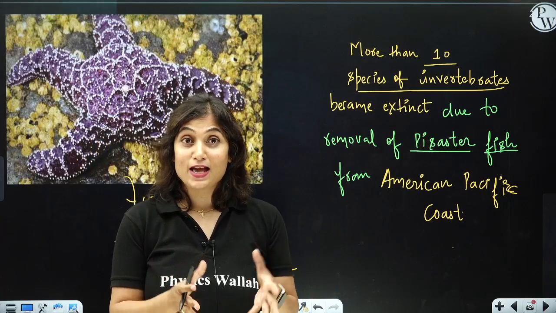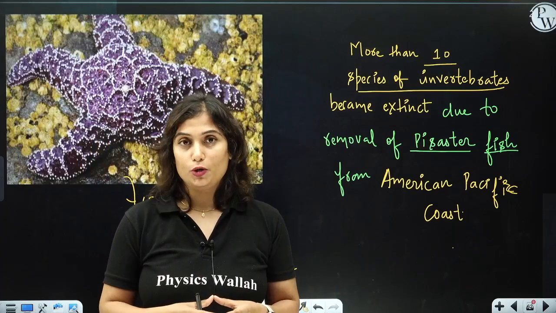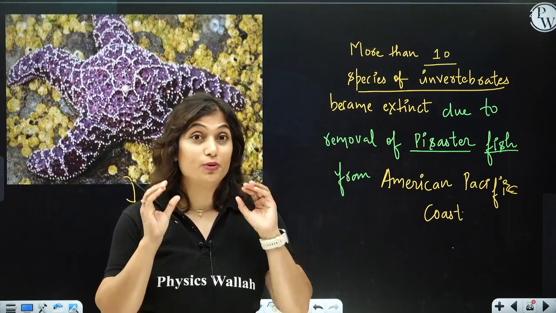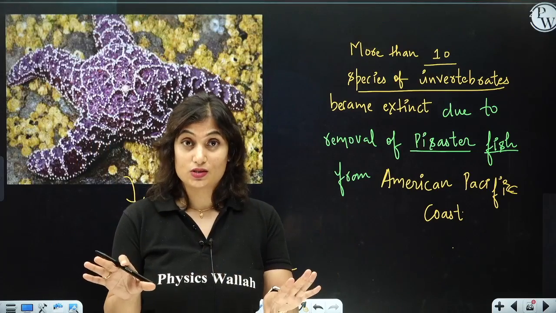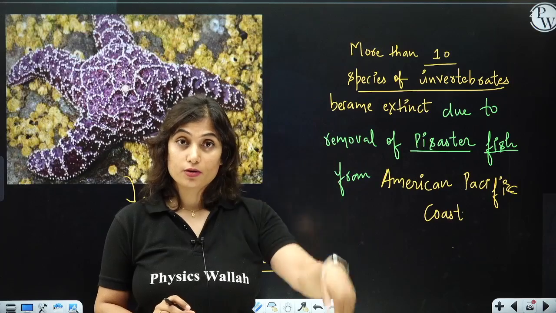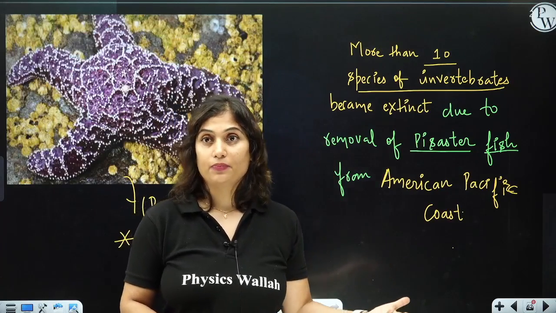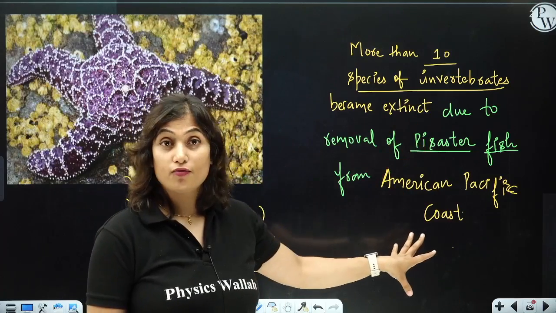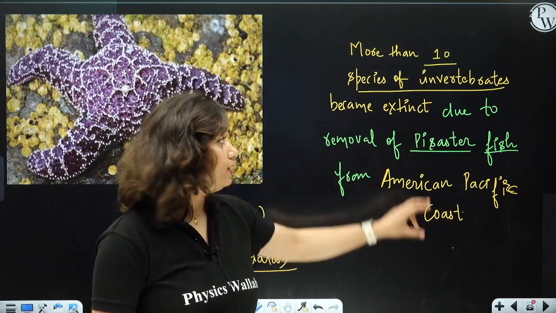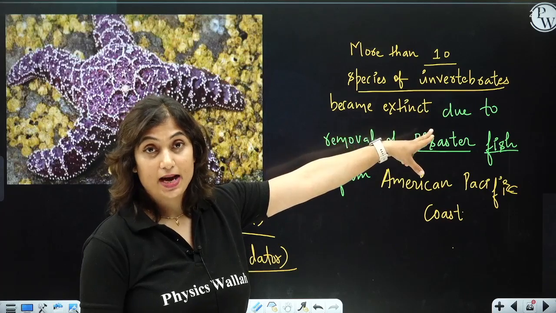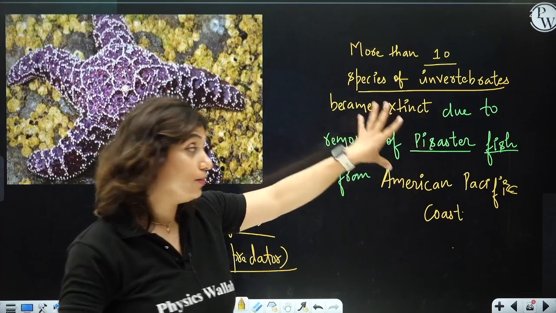That means predators are very important to maintain species diversity. If predators are not in the ecosystem, then species diversity will go down, and species will become extinct. Okay, so this is an example that if you remove the predator, there will be extinction of species and species diversity will reduce. Important example.